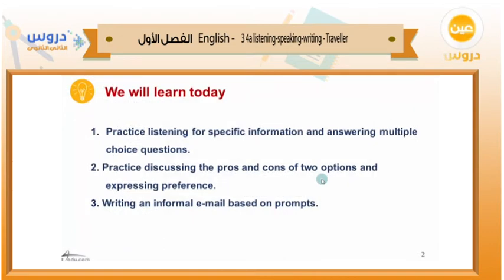And as usual, we'll start with what we'll learn today. As you can see, we only have 3 objectives for today. Number 1, practice listening for specific information and answering multiple choice questions. 2, practice discussing the pros and cons of 2 options and expressing preference. And 3, writing an informal email based on prompts.